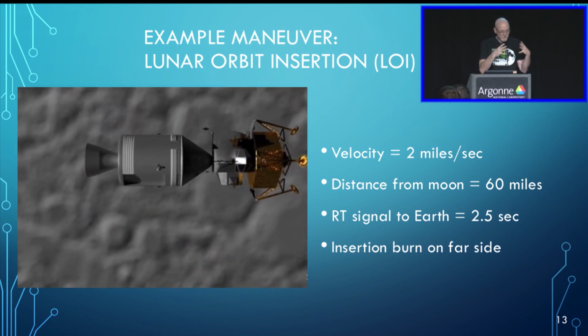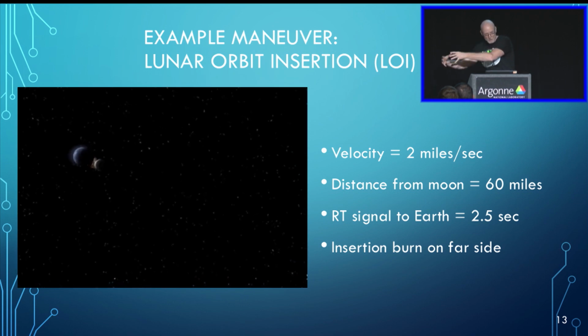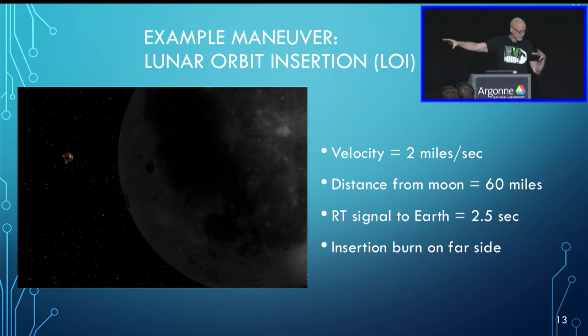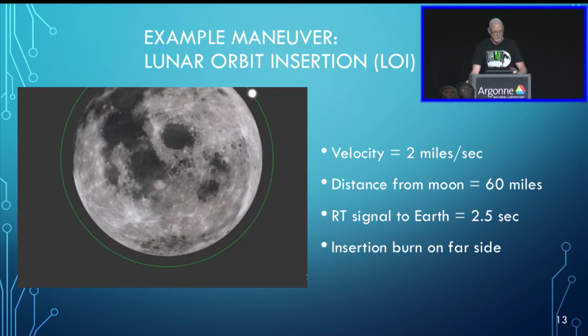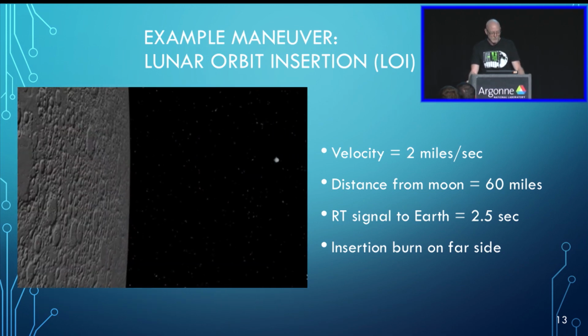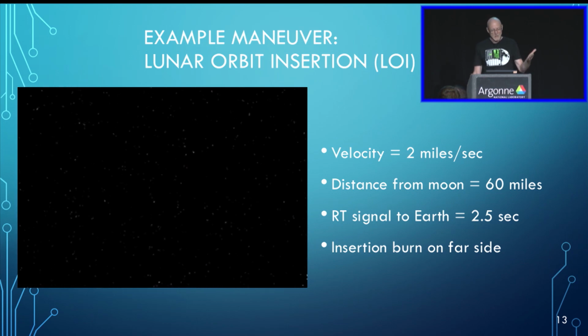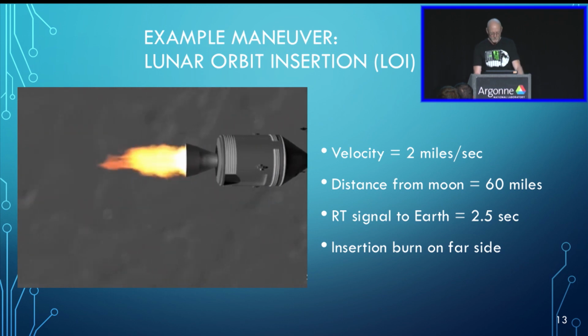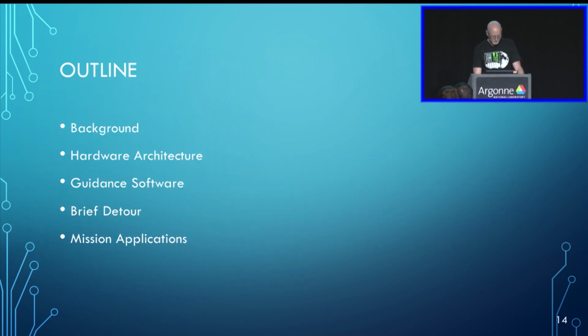A round-trip signal from the spacecraft back to the Earth and then back to the spacecraft, if you're going to use ground-based communication and guidance, takes 2.5 seconds. That's far too long in order to control what's going on that close to the moon. And on top of all that, this particular insertion burn has to occur on the far side of the moon, where you're out of communication with the Earth anyways.